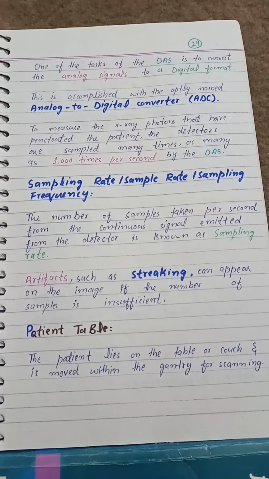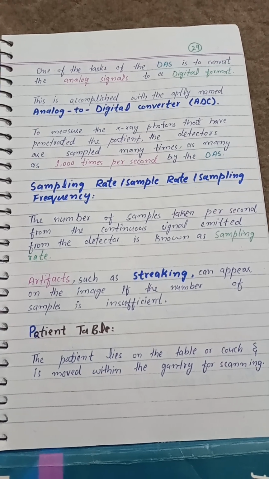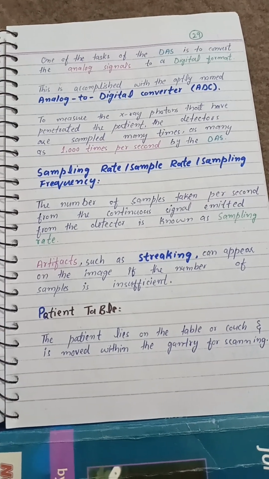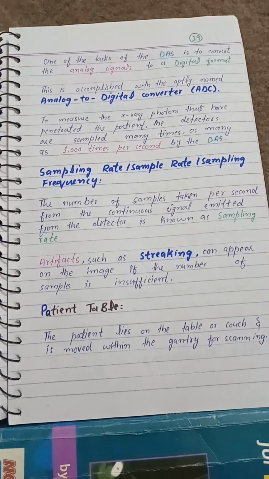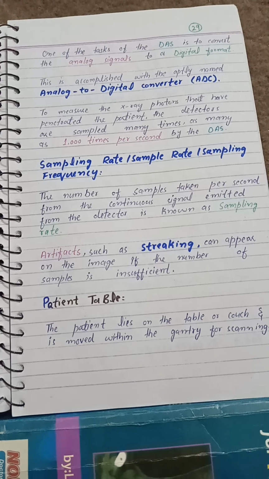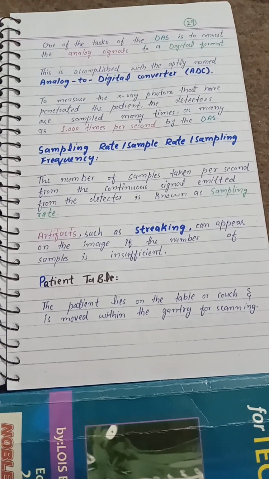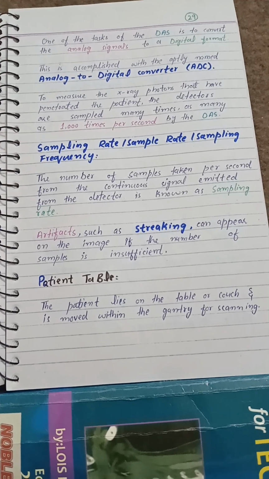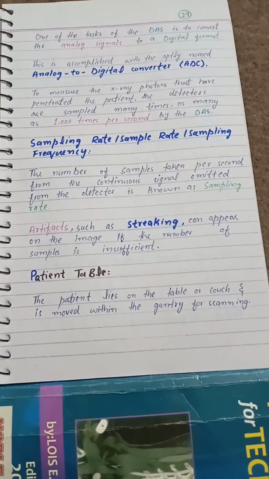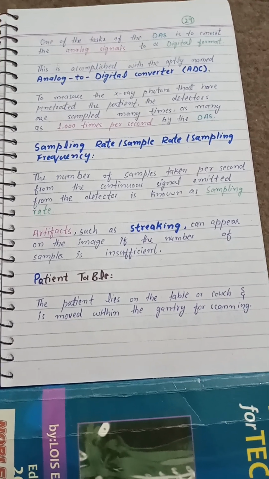This is accomplished with the aptly named analog to digital converter (ADC) to measure the X-ray photons that have penetrated the patient. The detectors are sampled many times, as many as 1000 times per second by the DAS. Sampling rate, sample rate, sampling frequency: the number of samples taken per second from the continuous signal emitted from the detector is known as the sampling rate. Artifacts such as streaking can appear on the image if the number of samples is insufficient.